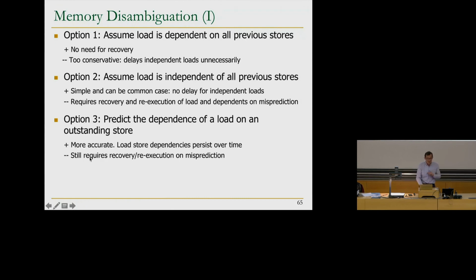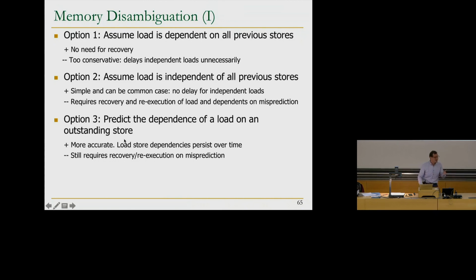Option 3 is the intelligent option. You predict the dependence of a load on an outstanding store. I'm not telling you how to actually do that. There are mechanisms for this. Actually, this was the subject of a very prominent legal battle between one university, whom I will not name, and a bunch of companies. The university claimed that it had patented this work, and the companies used some sort of memory disambiguation, and there was a huge legal battle that lasted for a really long time. You can probably figure that out.